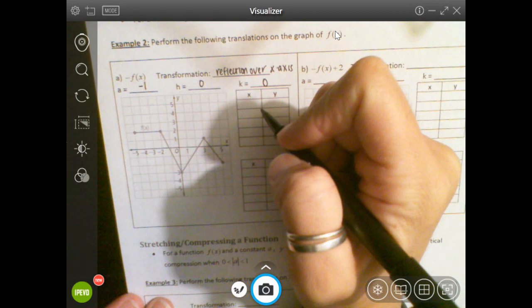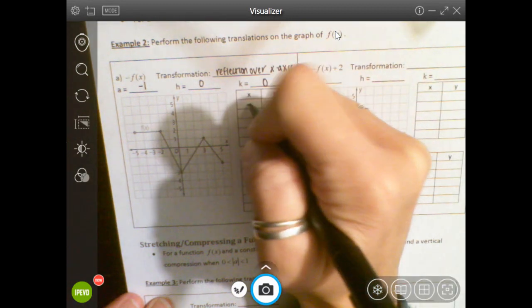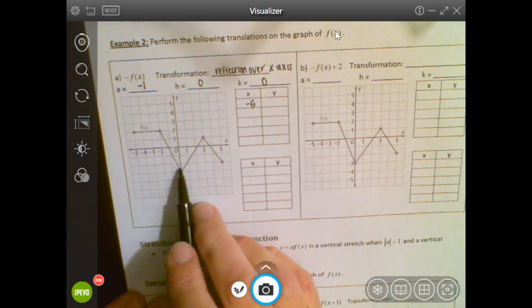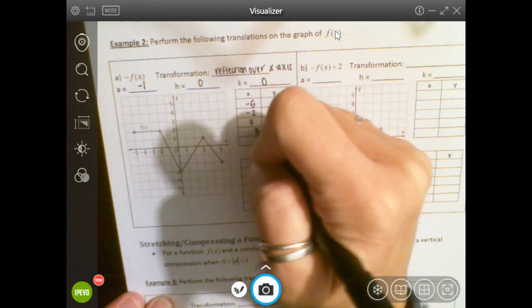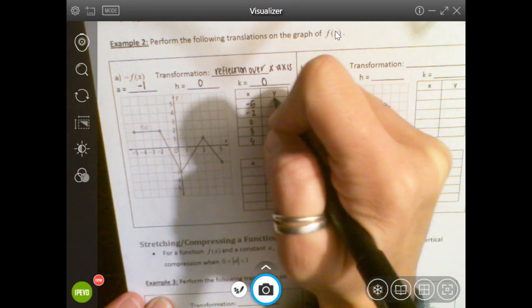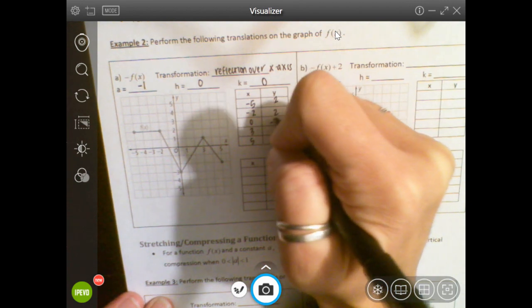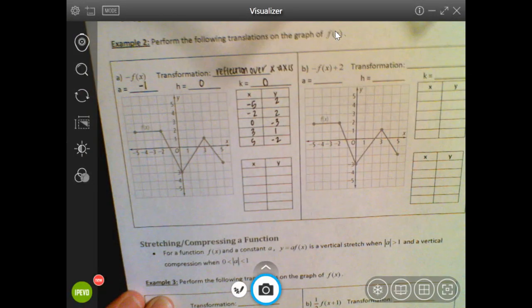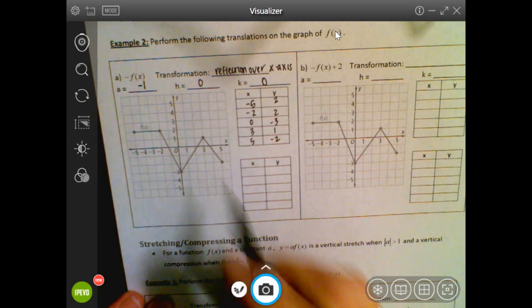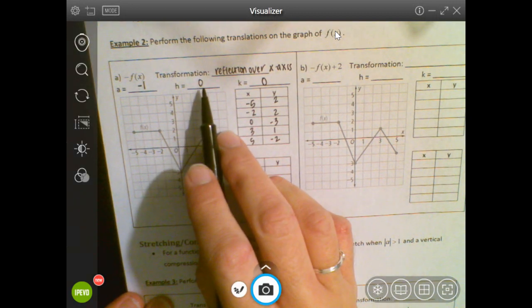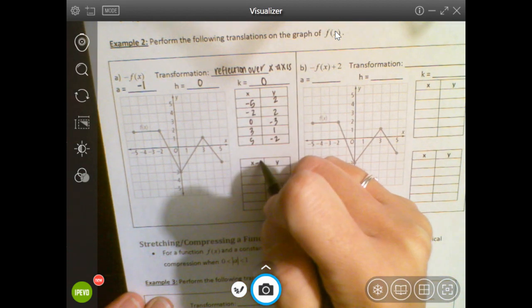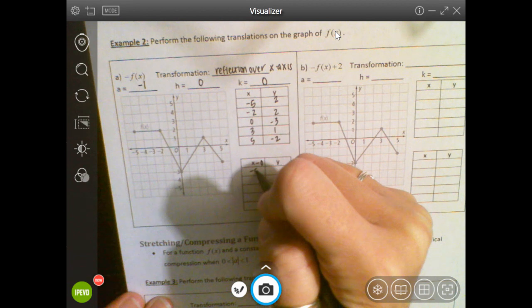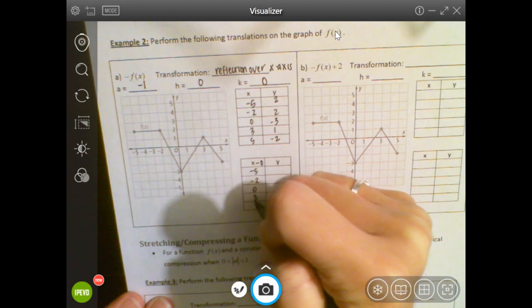So again, my parent table of values is just going to be these 5 points that we're getting from the graph. So negative 5, negative 2, 0, 3, and 5. And then that's going to be 2, 2, negative 3, 1, and negative 2. And the only thing that's happening here, since we have no h value to apply to our x's, all of our x's are going to stay the same because really we're either adding or subtracting 0 here. So it's going to stay negative 5, negative 2, 0, 3, and 5.